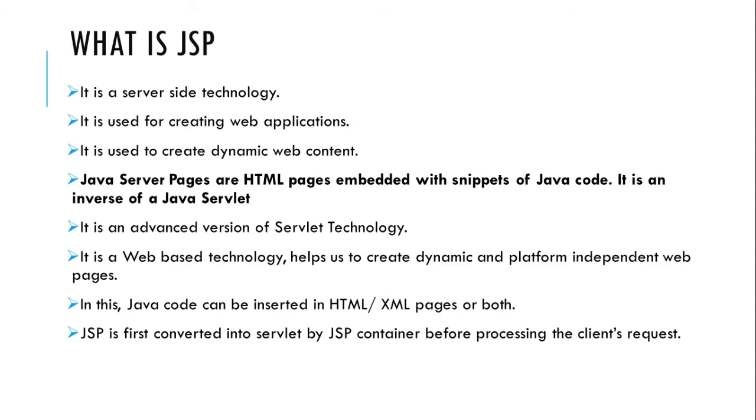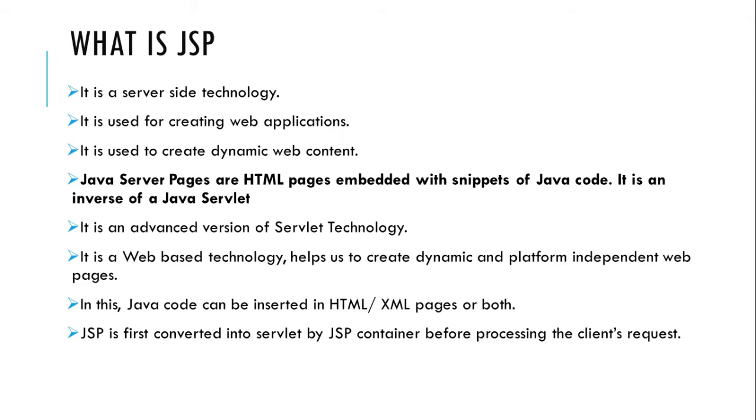In today's session, we'll be learning about what is JSP. JSP is nothing but Java Server Pages. It's a server-side technology used for creating dynamic web content and web applications. As it is mentioned here, Java Server Pages are HTML pages that contain Java code. So inside an HTML page, you can embed Java code. That is the main concept behind Java Server Pages.